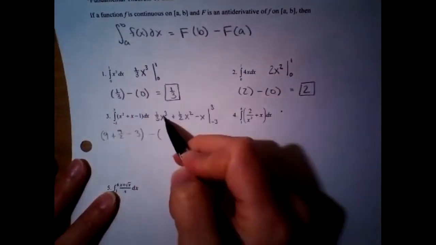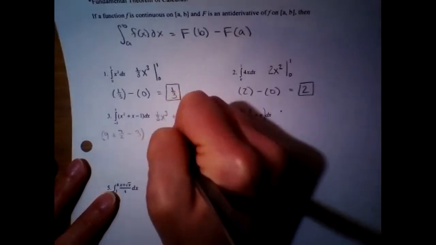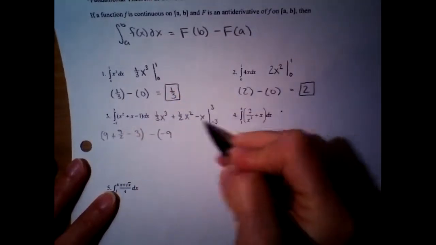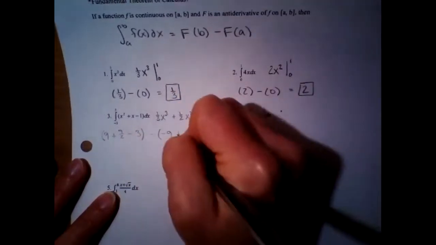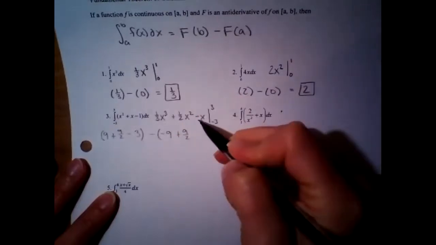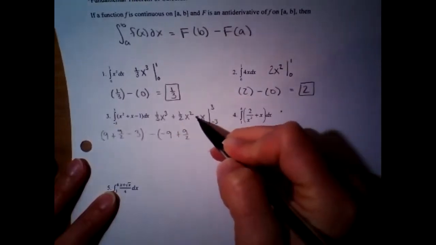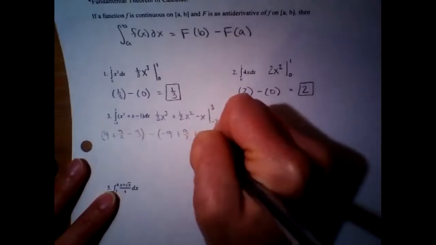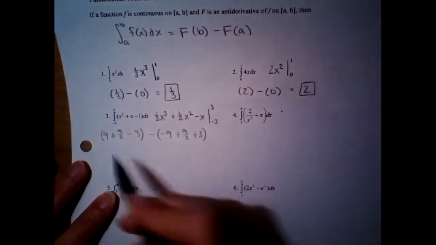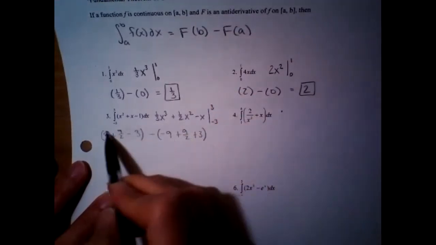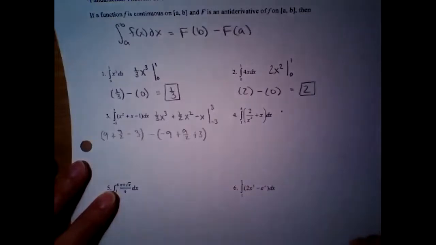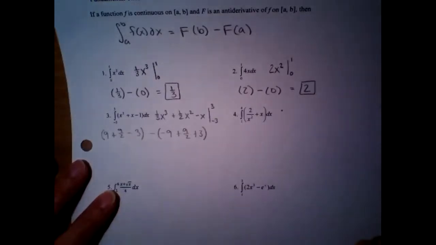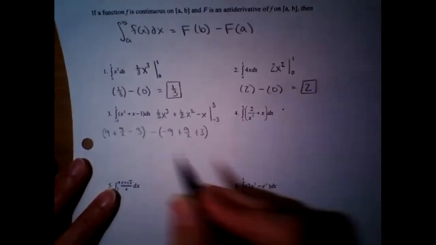Now if we plug in -3, that's going to be -27, and then a third of that would be -9. -3 squared would be 9 and then halves, so plus 9 halves. And then if I plug in -3 here, it would be minus -3, so plus 3. Now, again, if it's free response, you could stop here and that would just be your answer. Let's keep going with this one though.